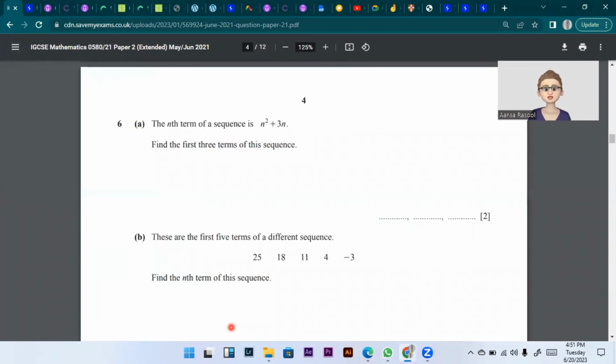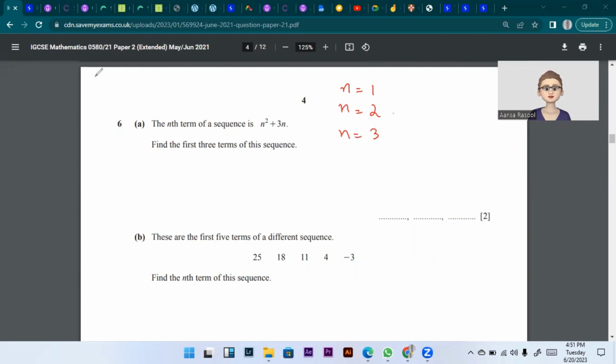The question is: the nth term of the sequence is n squared plus 3n. Find the first three terms of the sequence. First three terms means for the first term n is 1, for the second term n is 2, and for the third term n is 3. So let's find the first term.